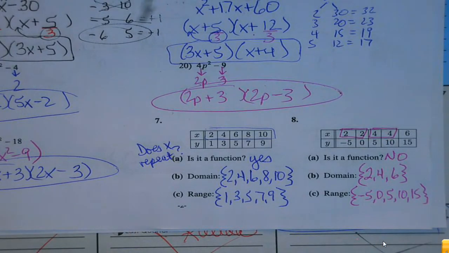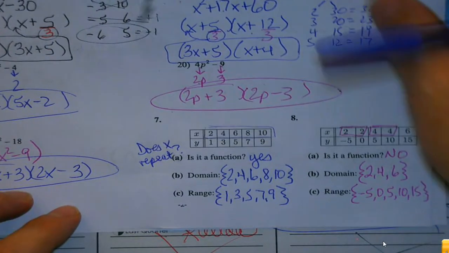So when it's a list of coordinate points, do my x's repeat? If they don't, that's good. That's a yes. If they do, that's not good. It's a no. And then I just list those numbers individually for domain and range with braces, because that's called set notation, and that's when we list individual numbers off. The opposite end of that is when we flip the page over.